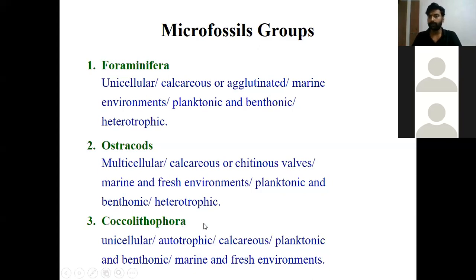Then Coccolithophora. Now Coccolithophora is also known as Nanofossil. Okay, they are very minute, 10 to 20 micrometer range. So they are just like foraminifera. They are unicellular, but they are autotrophs. They make their own food. So you can see the contrasting character of different microfossil group. Ostracoda, heterotroph, Foraminifera, heterotroph, but Coccolithophora are autotroph. They are typical calcareous, no agglutinated, nothing. Okay? They are planktonic and benthonic, and they live in marine and fresh environment.